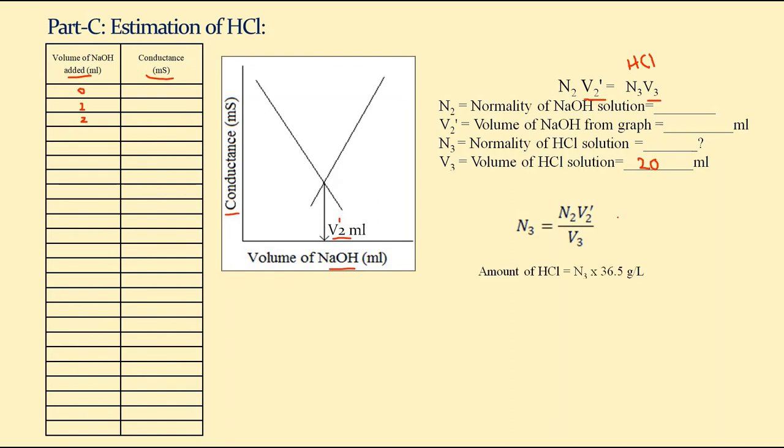By using this, we calculate the amount of HCl: normality into 36.5, the gram molecular weight of HCl, and we get the value in grams per liter. This is about the titration of strong acid versus strong base: titration of HCl against sodium hydroxide, estimation of HCl by conductometric titration.